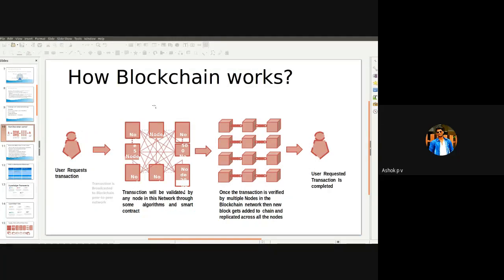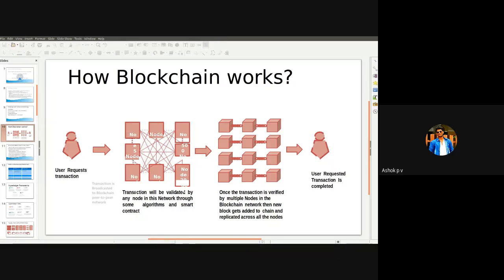So how does blockchain actually work? Blockchain works based on multiple nodes: transactions go through these multiple nodes, and are verified, spread and distributed across the ledger. That is when the transaction actually gets completed. If a user requests a transaction, it goes to a node. Nodes are different distributed ledgers. For example, this one is node 1, this one is node 2, node 3, node 5, node 6, and node 8, and so on.